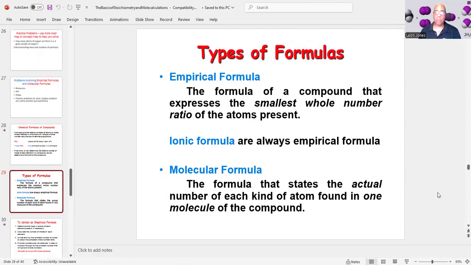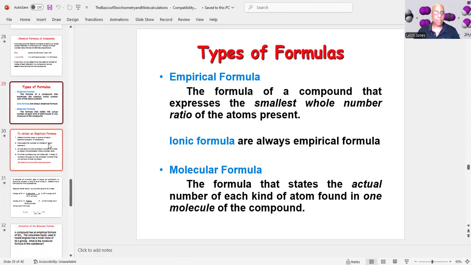So, types of formulas. We have the empirical formula. It's the formula of a compound that expresses the smallest whole number ratio of the atoms present. Then we have the ionic formula. They're always empirical formulas. Then we have the molecular formula, the formula that states the actual number of each kind of atom found in 1 molecule of the compound.